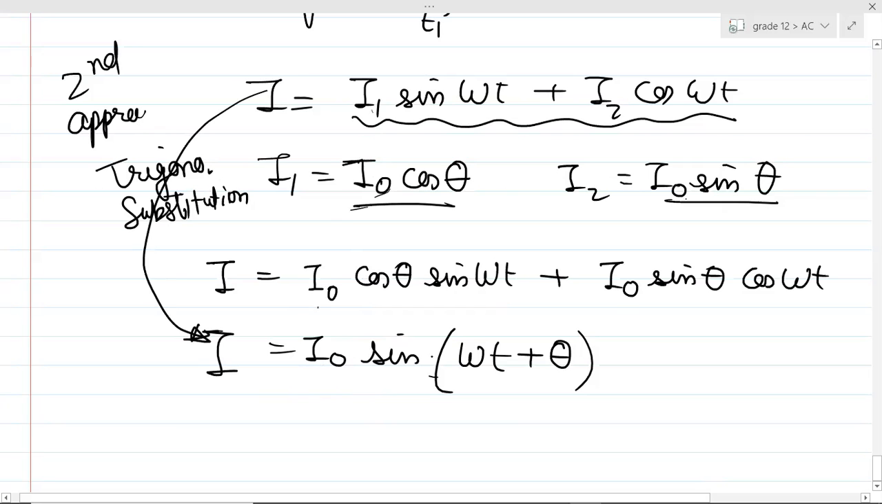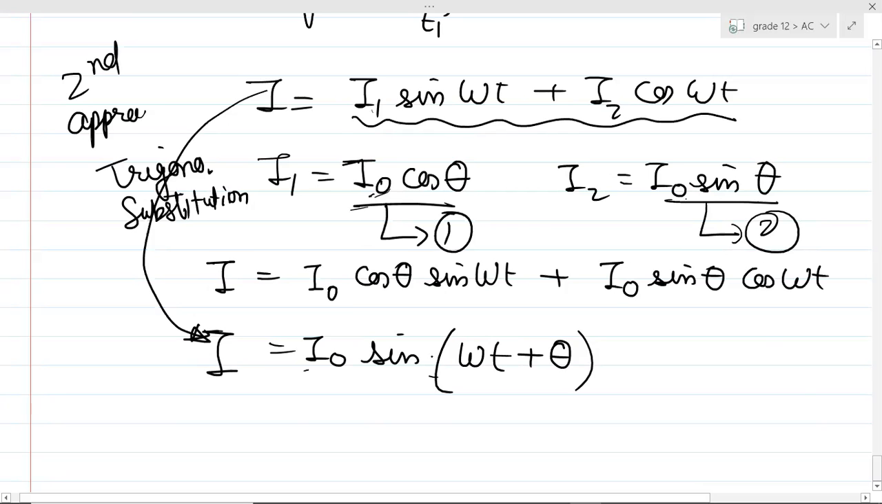Okay, this is a problem specific substitution only. It's not a concept, it's not anything, it's problem specific. Whenever such a form is given, you can do it like this. And now from here, what was this I naught? I naught was basically the peak value of this resultant current, and theta is basically the initial phase of this resultant current.